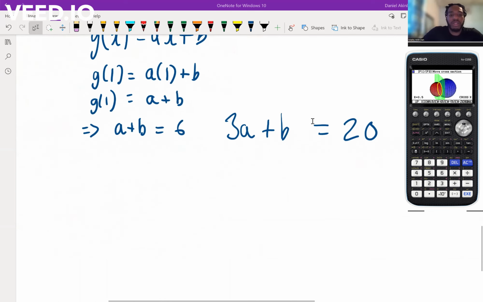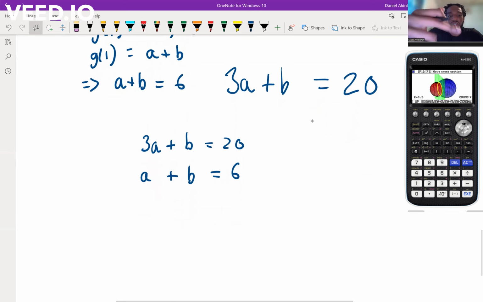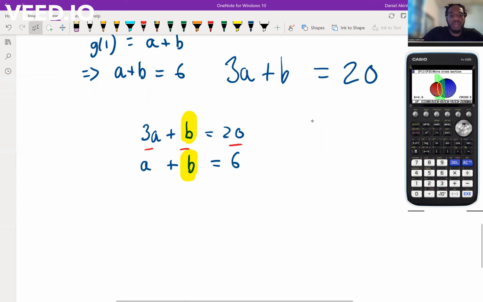So we have a simultaneous equation. Let me just write them on top of each other. 3a plus b equals 20, and we've got a plus b is equal to 6. There's a couple of ways to solve a simultaneous equation. You could substitute one into the other, or you could just subtract one from the other. From here, as we can see, the b's are the same, so it would make sense to subtract the bottom from the top. So 3a take away a is 2a, b minus b is 0, 20 minus 6 is 14. If 2a is equal to 14, a is equal to 7.